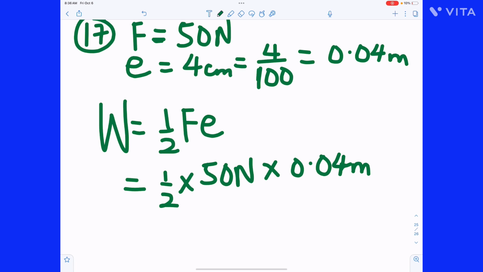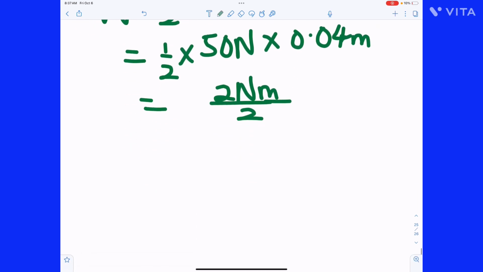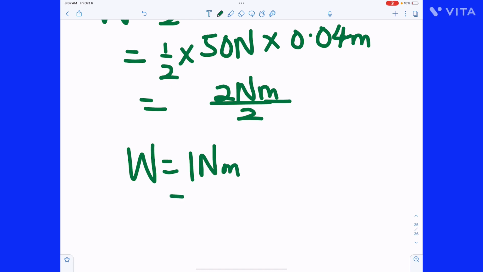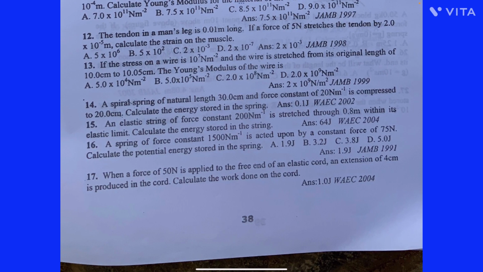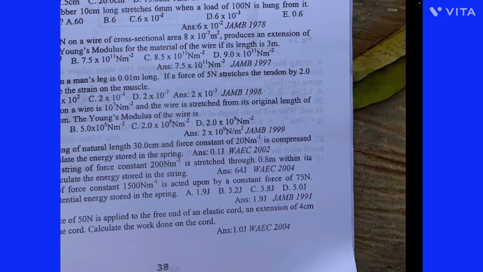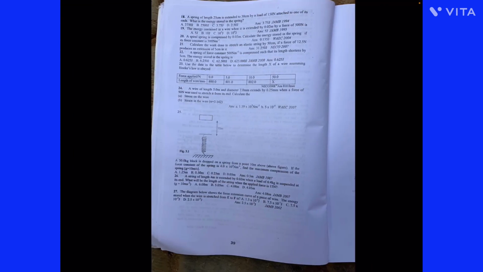Okay, so that gives you what? 50 times 0.04. That's 2 Newton meter over 2. So that gives you 1 joule. Work done is 1 Newton meter, which is equal to 1 joule. The work done on the cord is 1 joule. So that ends question 17.